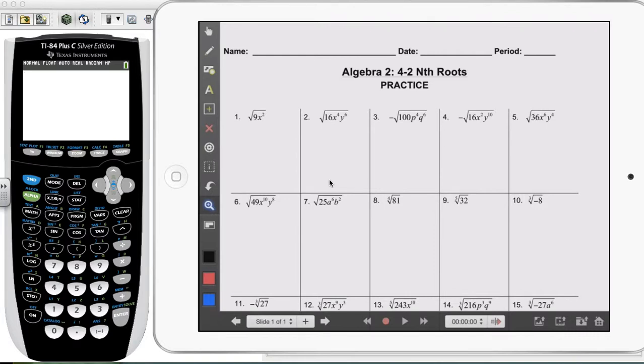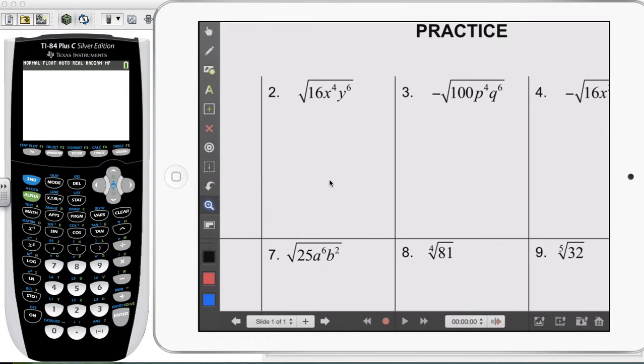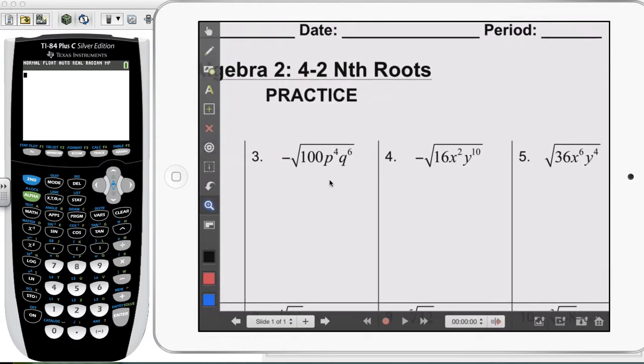Today we'll be working on lesson 4.2, Nth Roots. Before we start solving some practice problems, I would like to discuss with you what Nth root means. So let's start with that.